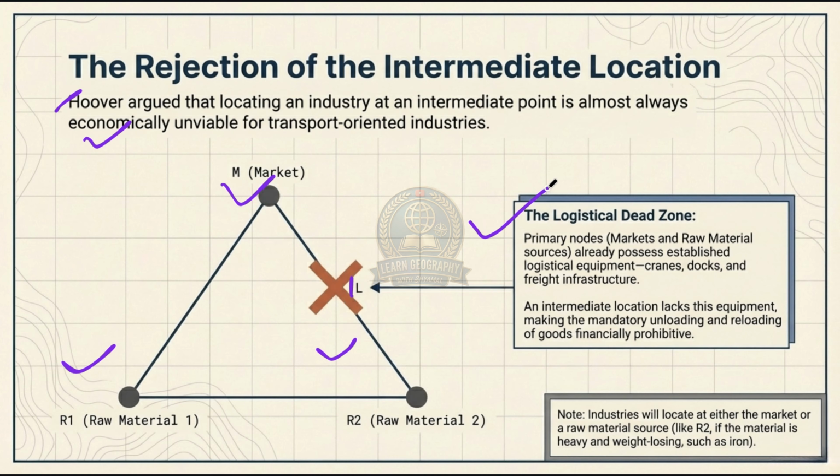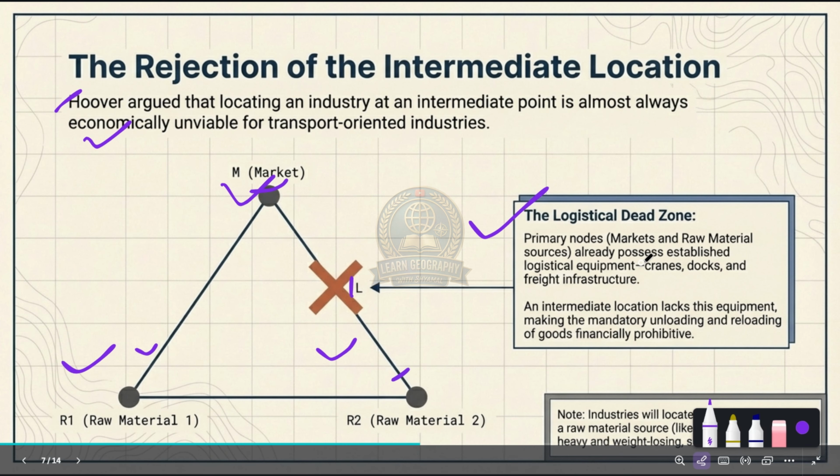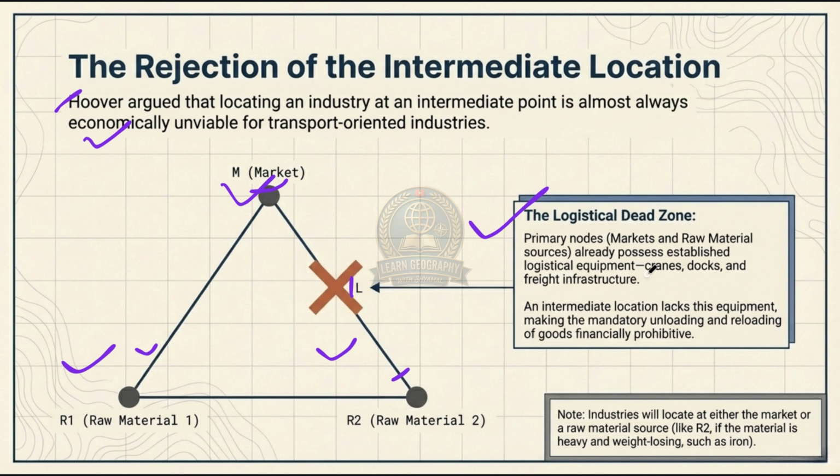And the L is known as the logistical dead zone. Primary nodes, markets and raw materials, these are primary nodes, and already possess established logistical equipment: cranes, docks, and freight infrastructure. An intermediate location lacks this equipment, making the mandatory unloading and reloading of goods financially prohibitive. Okay, this is unnecessary according to this theory.